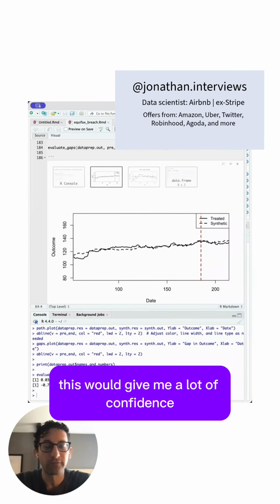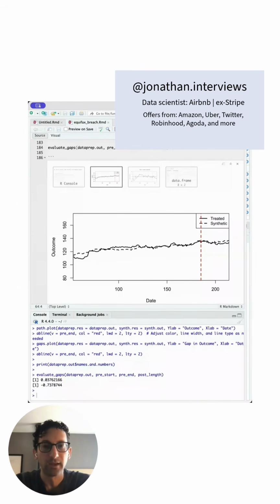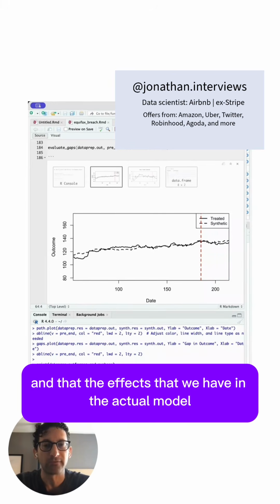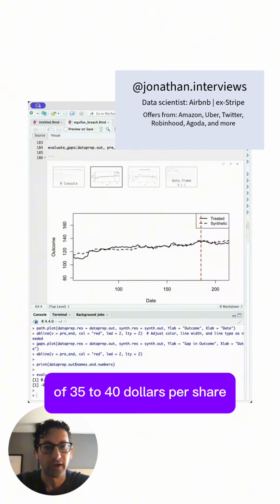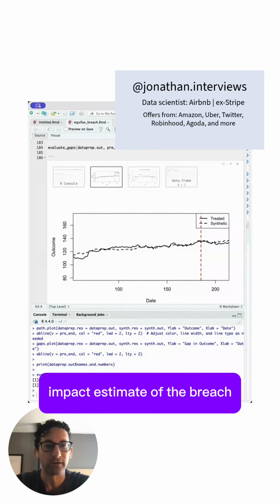This would give me a lot of confidence that the synthetic control is reasonable, that it's unbiased, and that the effects that we have in the actual model of $35 to $40 per share for about 3 months are a reasonable impact estimate of the breach.